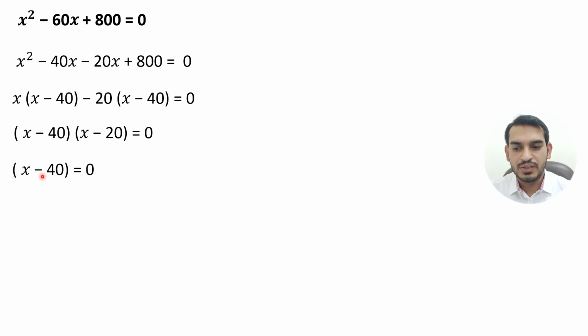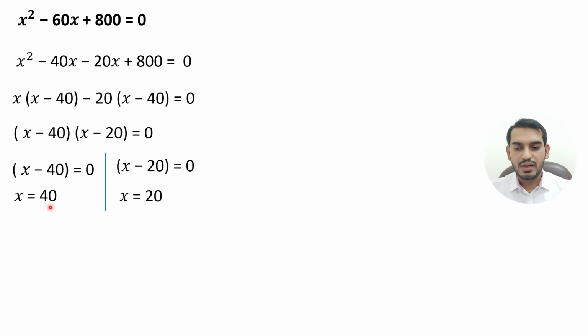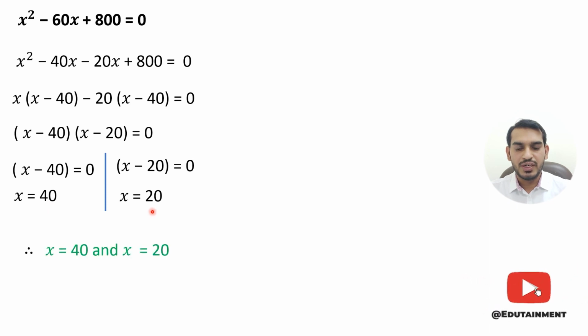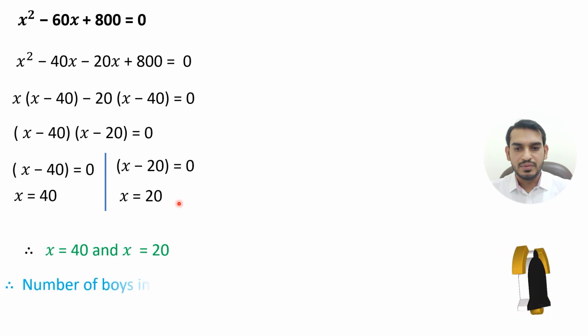Now x minus 40 is equal to 0 and x minus 20 is equal to 0. So x minus 40 is equal to 0 means transposing this 40, x will be 40, and here x will be 20. Now in this case, the number of boys is 40 and the number of girls is 20. In the other case, the number of boys is 20 and the number of girls is 40. Therefore, the number of boys in the class are 20 or 40.